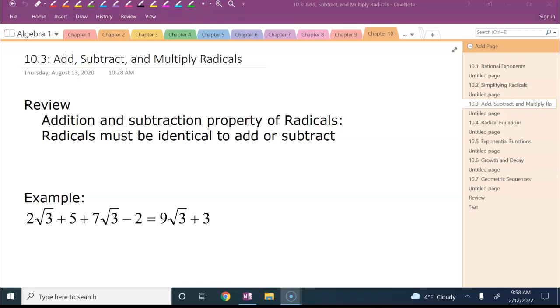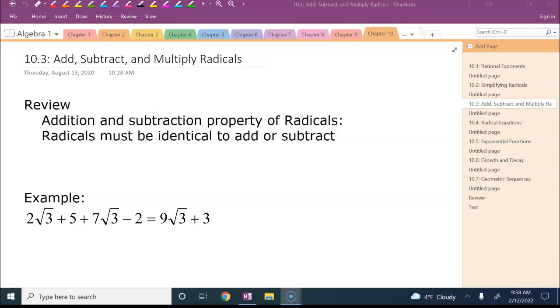Chapter 10, Section 3 is about adding, subtracting, and multiplying radicals. So we're going to talk about how we handle the problems where you start seeing plus and minus signs in between your radicals, and how we can get them to be similar so that we can combine them and simplify these expressions as much as possible.